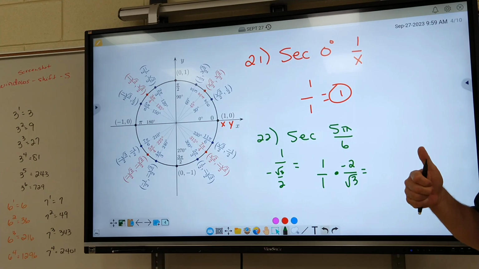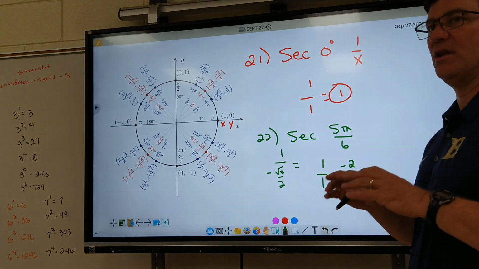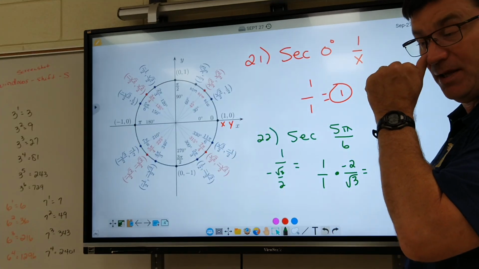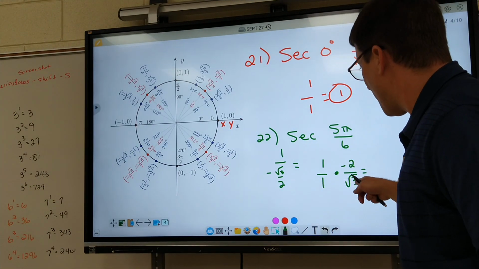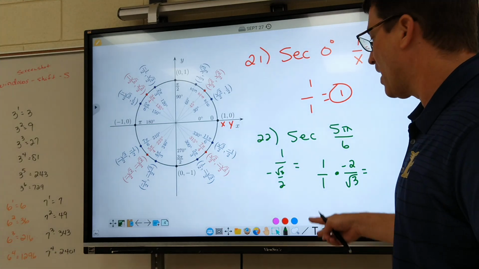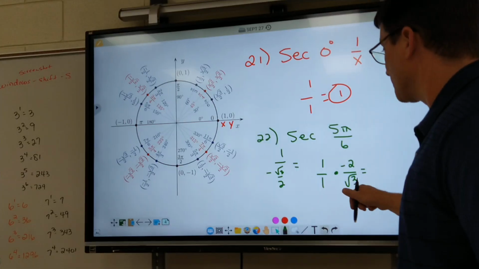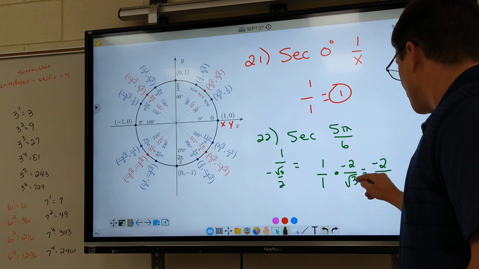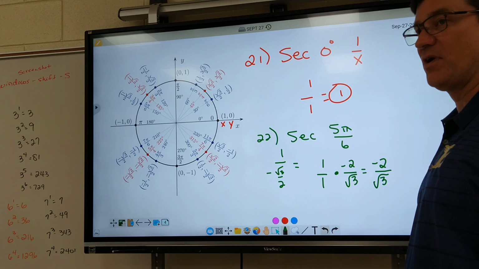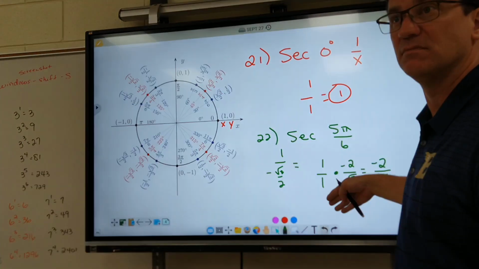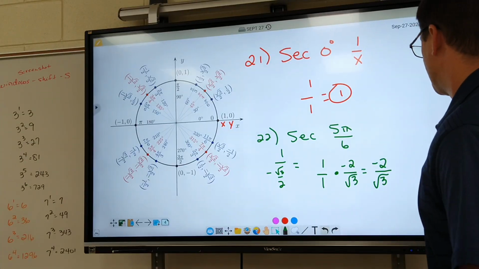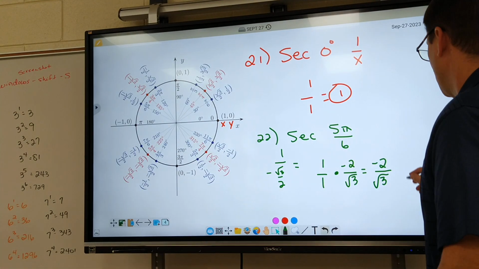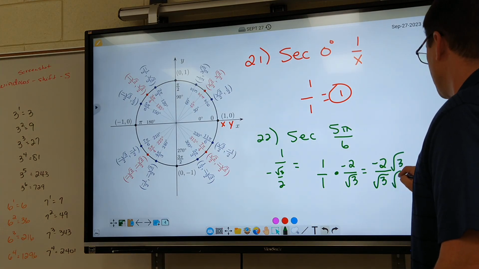Everybody good? What cancels out on this one? Nothing. So look, guys. I didn't think I had to say this first block, but I did. You cross stuff out on the diagonals, right? But when you go to multiply, you multiply straight across to get your answer. 1 times negative 2 is negative 2 up top. 1 times root 3 is root 3 on the bottom. They forgot that. They tried to multiply diagonally just like they crossed out diagonally. So this is my answer. Can I leave my answer like that? How do you fix it? Times by root 3 on both sides.